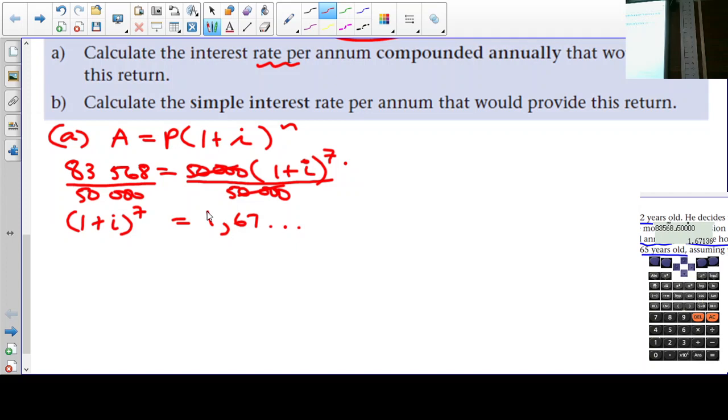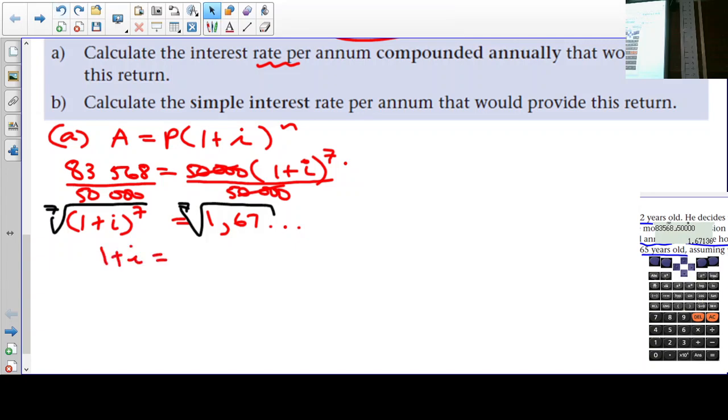Yes, well done. To get rid of the 7, we're going to take the 7th root. Do it on one side and on the other side as well. So the 7th root cancels that exponent 7, so it's 1 plus i equals. Put on the calculator the 7th root: you press 7, shift, this button. The 7th root of the answer calculated is 1,076 and the number carries on.